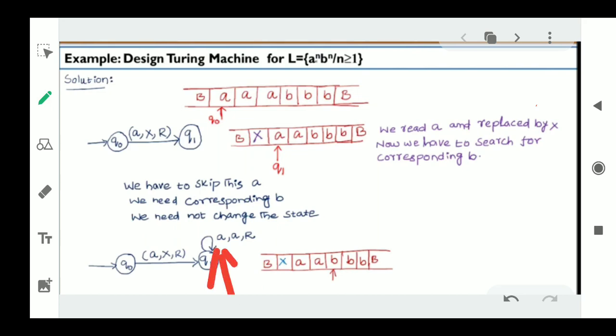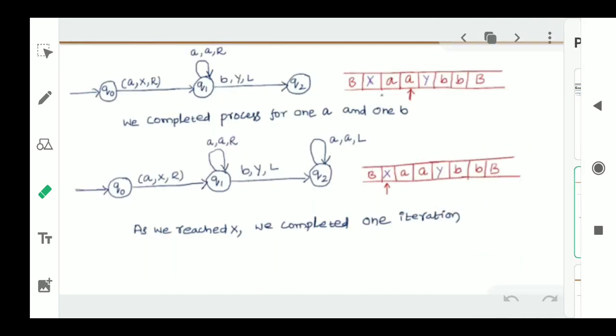Though you get any number of A's, you will simply leave that small a as it is. I mean, we are replacing that with the small a only, and we are moving to the right direction. That is the meaning of that graphical notation. Please try to understand here. This is what we have discussed so far, and we will see the next step. Once we reach the small b position, we have to replace the small b with capital Y.